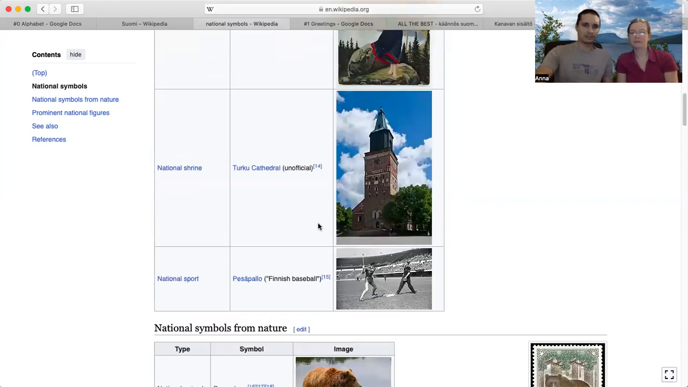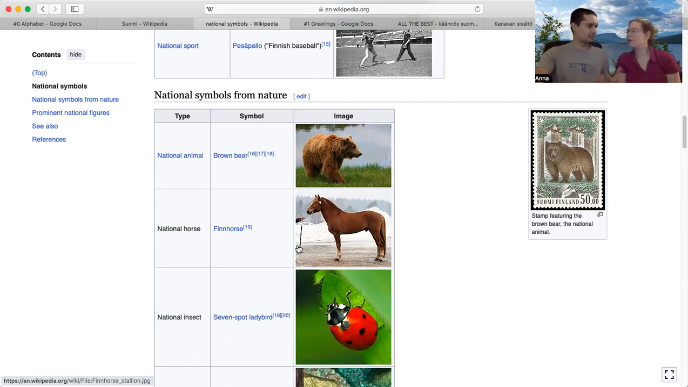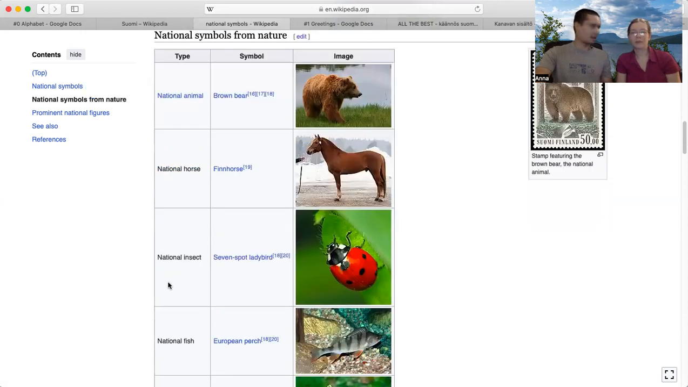I mean, Ukraine also had it. Well, Ukraine has a lot of. But I mean, the start for different peoples who didn't have their own state. That happened in the 1800s. National animal, brown bear.